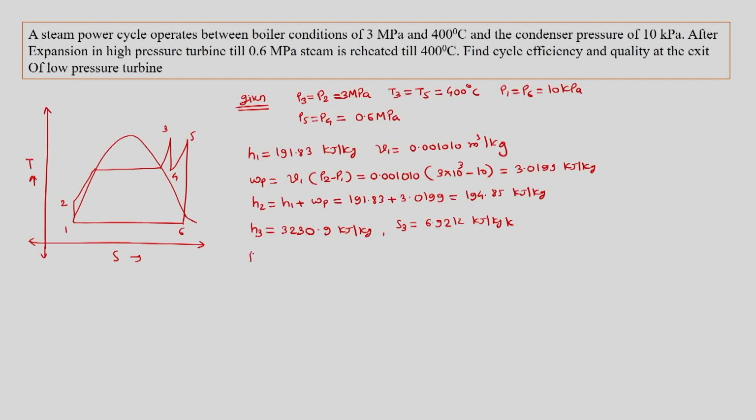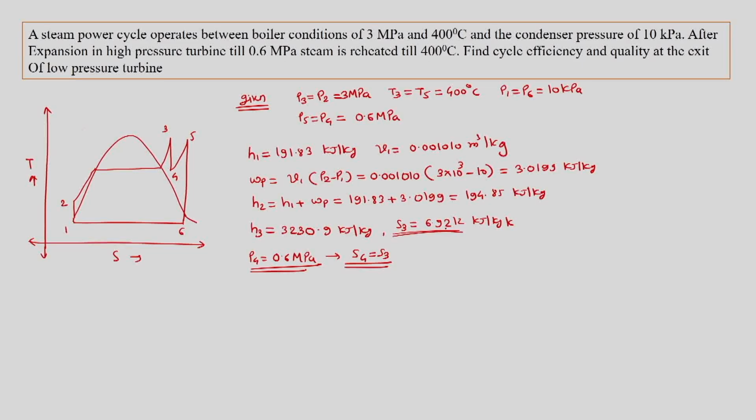Now we know that P4 is equal to 0.6 megapascal, and we also know that S4 is equal to S3. Since we know S3, we have to go into the steam table. First we have to see the saturation entropy of vapor at 0.6 megapascal, and compare it with 6.9212. If 6.9212 is more than the saturation entropy of vapor, then we have to go into the superheated part and match the pressure and temperature.